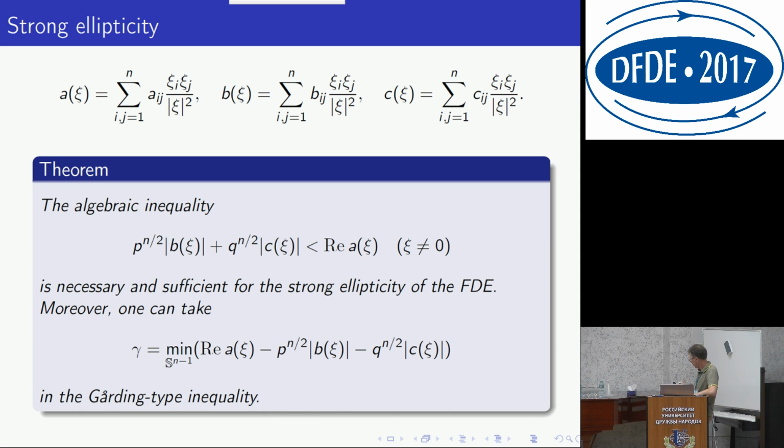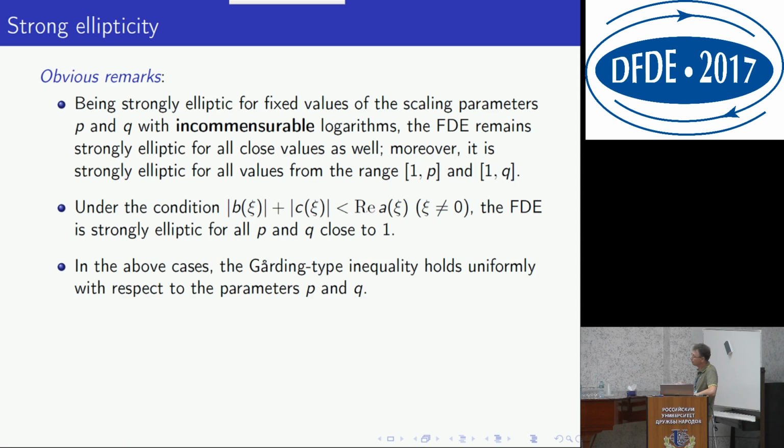And it is interesting to look at the corollaries, which are quite obvious. Being strongly elliptic for fixed values of the scaling parameters p and q with incommensurable logarithms, the functional differential equation remains strongly elliptic for all close values as well. And it is strongly elliptic for all values from the range. Under this condition, the functional differential equation is strongly elliptic for all p and q close to 1. And in the above cases, the Gårding type inequality holds uniformly with respect to the parameters p and q.